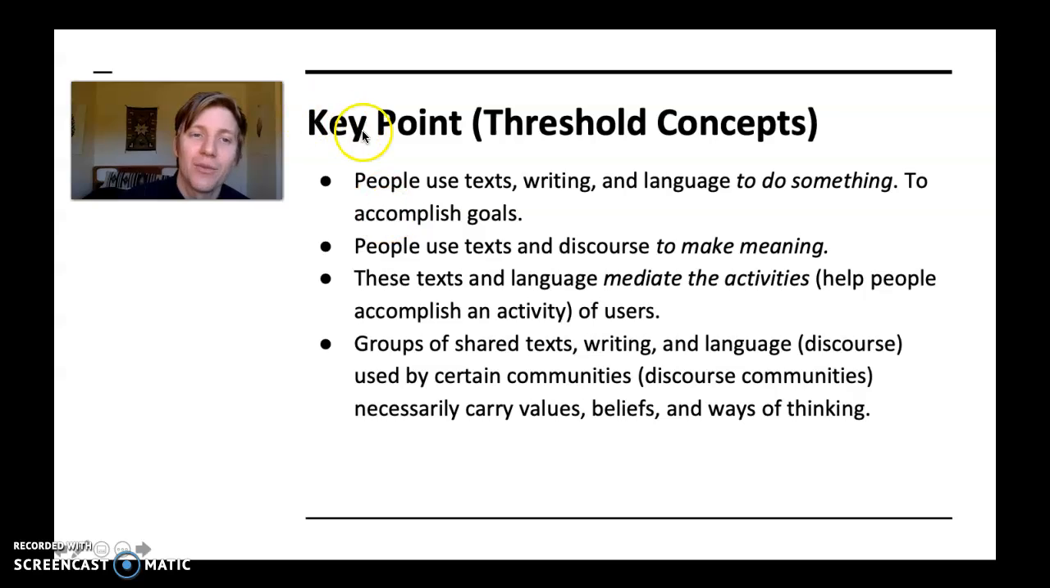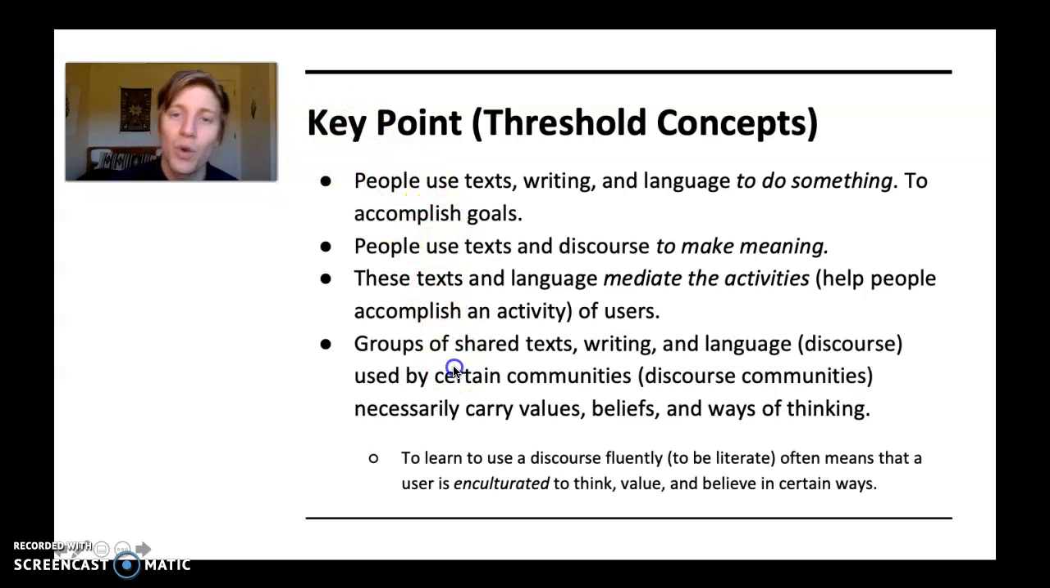Last week, we focused on these threshold concepts, ones that are going to help us understand how writing scholars think about writing. More importantly, they're going to help us understand how our discourse community uses language in these ways. We know that people use text and writing and language to do something. It accomplishes goals. It's goal-oriented. People also use text and discourse to make meaning, to mediate activities. That's basically a fancy way of saying using writing to get something done. And especially this last threshold concept is going to be applicable to the ideas from last week, and we're going to go into more detail here.